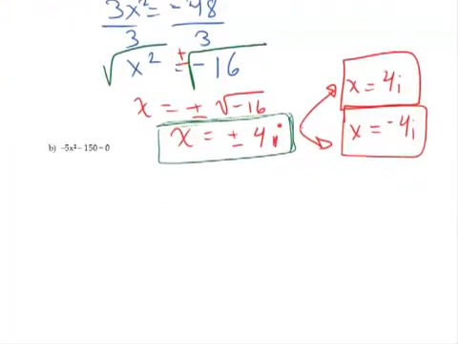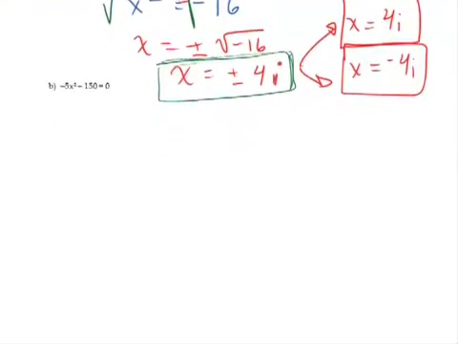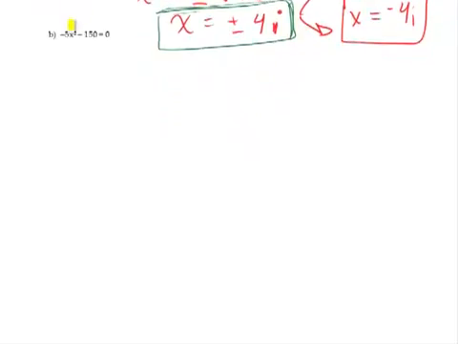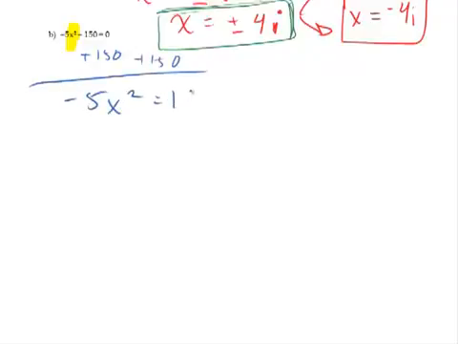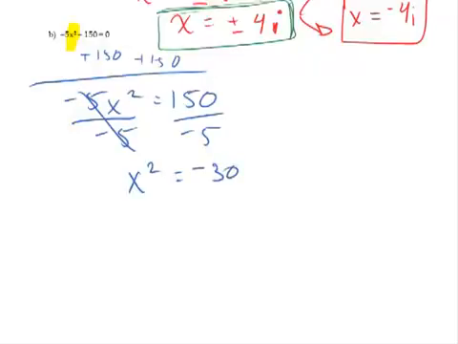One more example for us to see these pieces fit together. Same thing, we're trying to isolate the x or find the values of x which make the equation equal to 0. So we will move the pieces over. Negative 5x squared equals positive 150. Divide by negative 5. x squared equals negative 30. Take the square root of both sides. Slip in the plus minus.